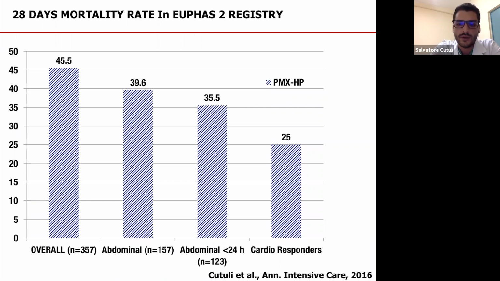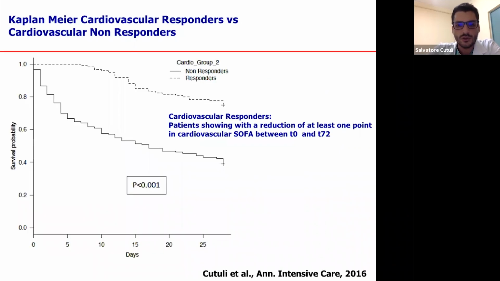What we observed in this study was that the mortality rate was different among different patient populations. Specifically, we had a very low mortality rate in patients who had a cardiovascular response, which was measured by the cardiovascular part of the SOFA score. And there was also an important reduction in mortality rate in patients who had an abdominal sepsis and were treated within the first 24 hours of ICU admission.